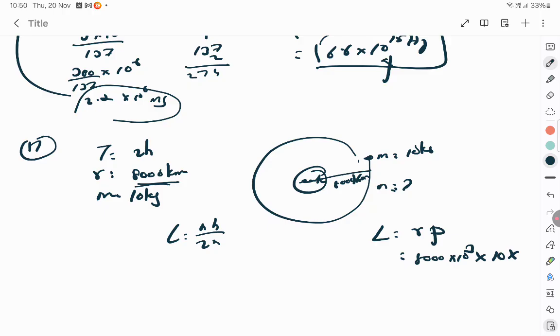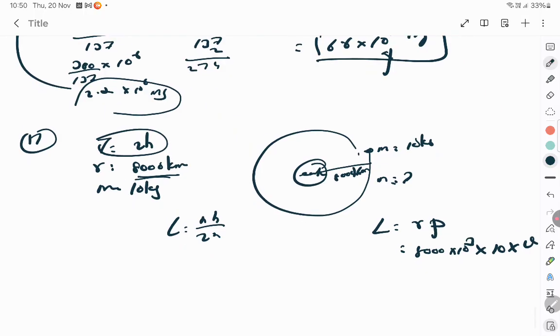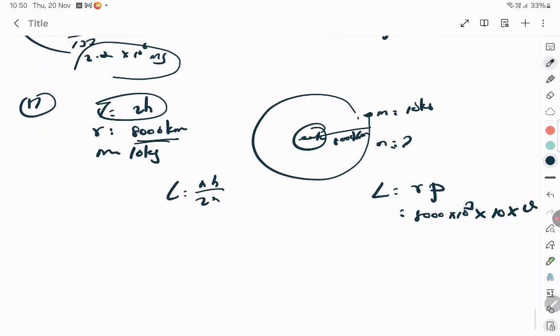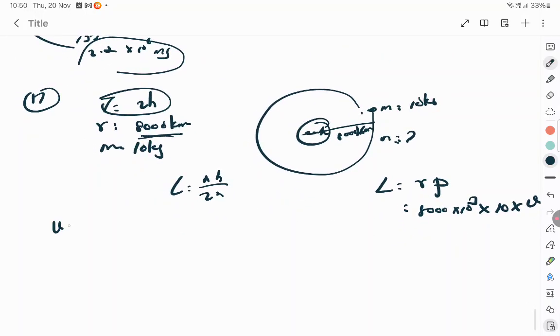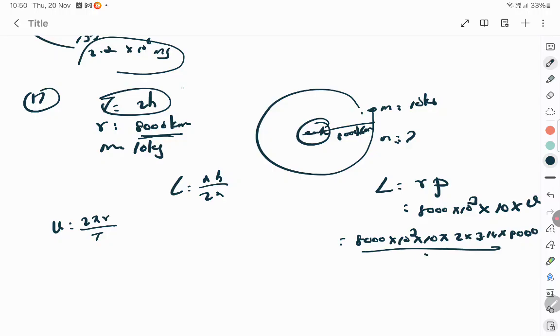For linear velocity, you have the time period, so let's find the velocity. The velocity is 2 pi r by capital T, total distance by total time taken. So we can plug in this value here: 8,000 into 10 to the power 3 into 10 into 2 into 3.14 into r, which is again 8,000, by time period, which is 2 hours. Can we keep it in hours only?